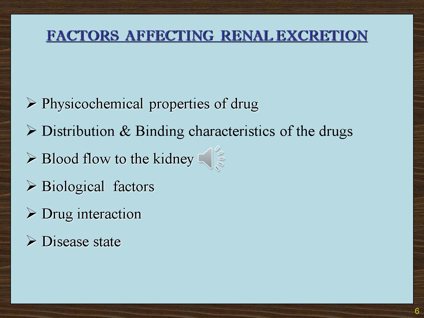Another important factor affecting is distribution and binding characteristics of the drug. Clearance is inversely related to volume of distribution. Drugs that are bound to plasma proteins behave as macromolecules and cannot be filtered through glomerulus. Only unbound or free drug appear in glomerular filtrate. So, protein bound drug has long half-lives.